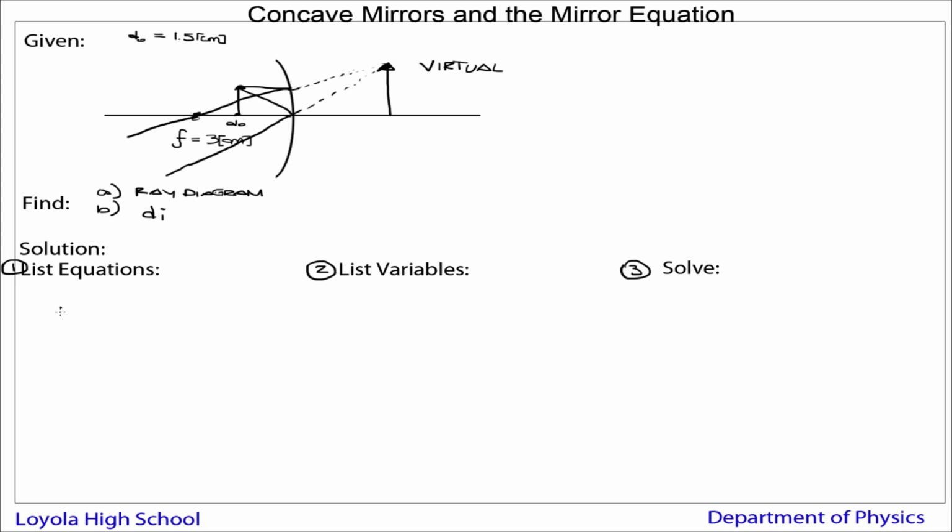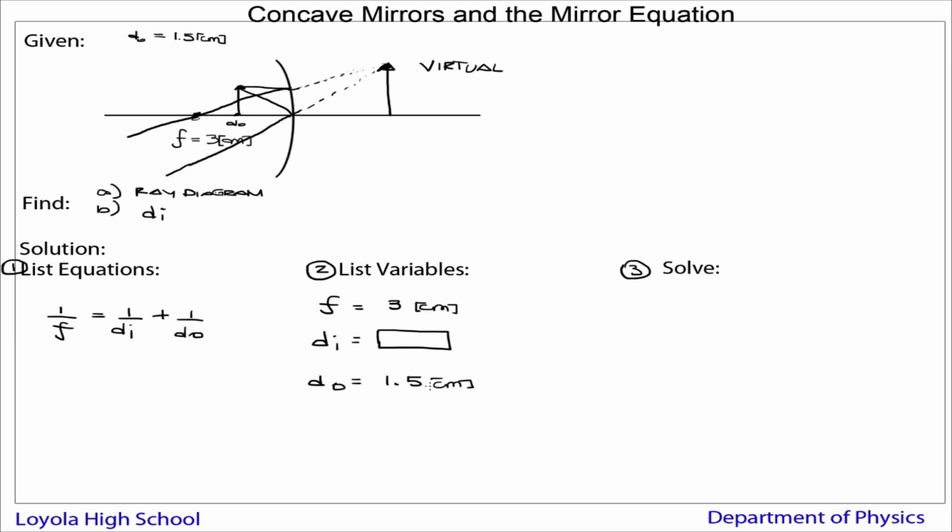Here you have the mirror equation, 1 over f equals 1 over di plus 1 over do. Step 2, I'm going to list the variables. So I have focal length, di, and do. The focal length is given, it's 3 centimeters. Make sure to put your units there, 3 centimeters. The di we don't know, so I put a box. And the d object we said is going to be at 1.5 centimeters. So those are my variables.